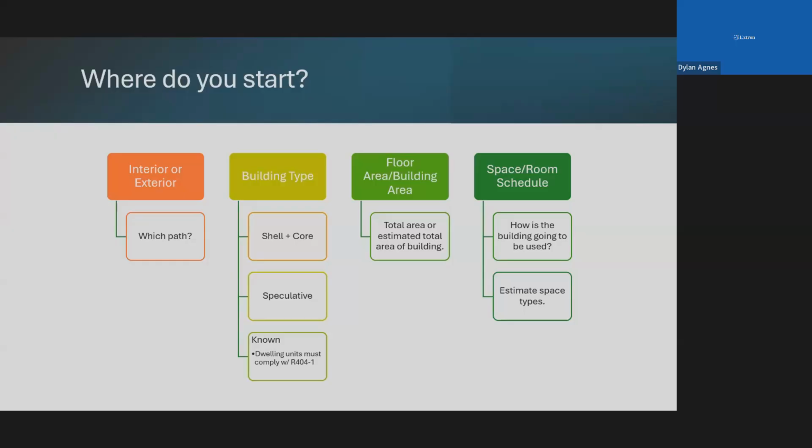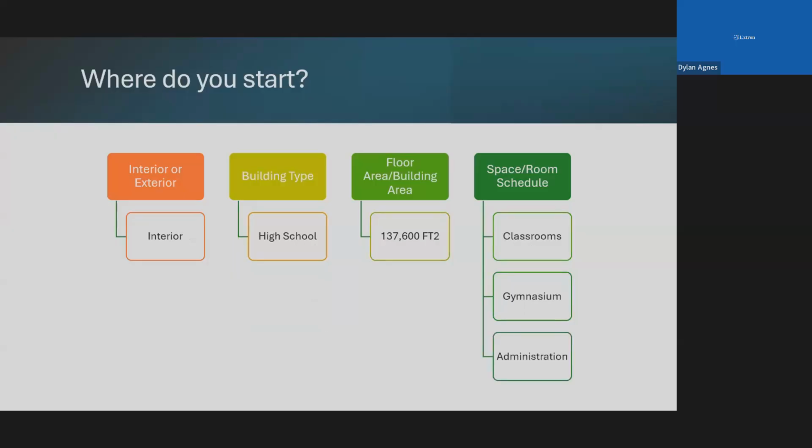So the total area or the estimated total area of building. And then your space and room schedule. How is the building going to be used? Estimate the space types. So for an example, I'm going to walk through. We're going to do interior. We're going to look at a high school. We're going to say it's 137,600 square feet.